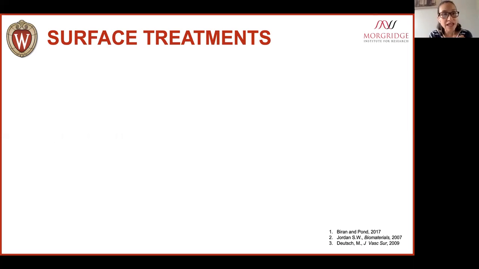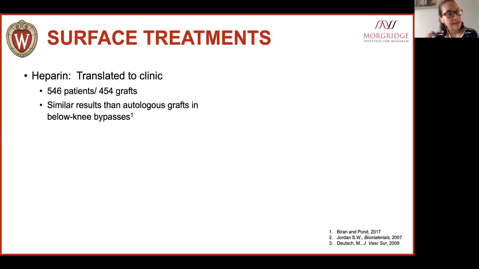The second strategy consists of treating the surface of our materials to be sure that it is good for the cells. The materials that in general have been used are EPTFE and Dacron, and the one that I'm going to be talking about today is EPTFE. In clinical studies, heparin has been used, and patients have been followed up for at least 10 years with really good results, similar to the gold standard, which are the veins.